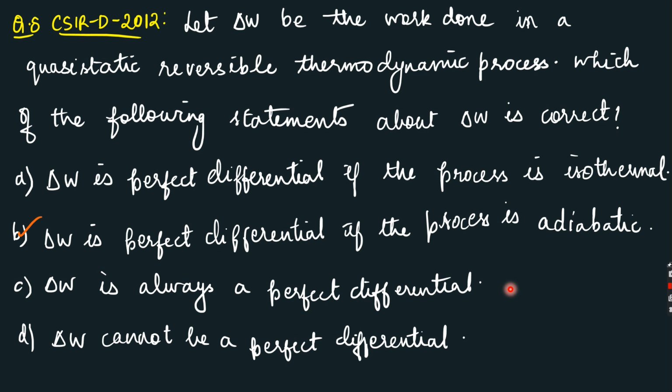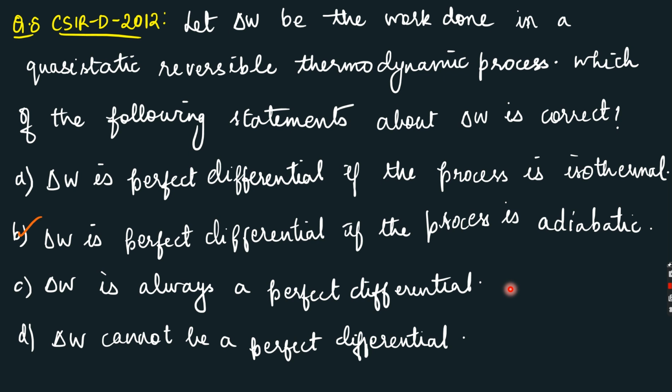Now, del W is a perfect differential if the process is isothermal. So, I have already discussed isothermal process, adiabatic process and all. So, if it is isothermal, then you'll have to think what is the condition for isothermal and then substitute in your del W formula. You'll find if it is a perfect differential or not. Next, del W is a perfect differential if the process is adiabatic. That is the answer, I'll let you know.